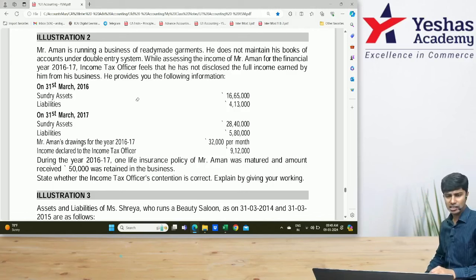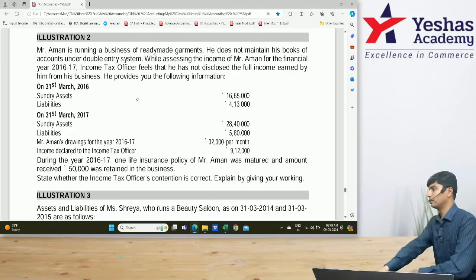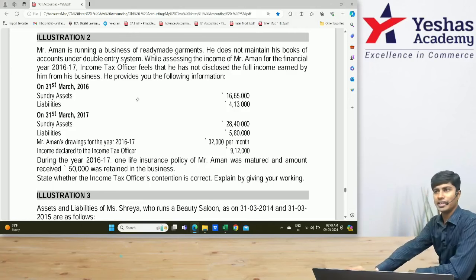Additional capital is there. Oh, I didn't read that. Personal life insurance policy of Mr. Raman matured and 50,000 is brought in. 50,000 is additional capital, so deduct. We'll take that 22,60,000 closing capital. From that you deduct additional capital 50,000, add drawings of 3,84,000 and deduct opening capital of 12,52,000. What did you get? 13,42,000.